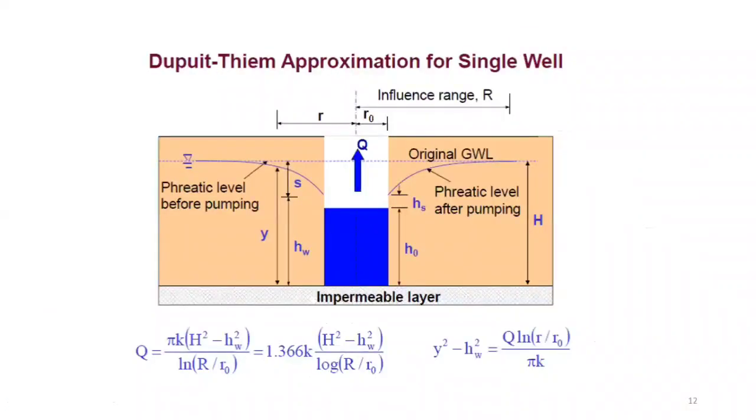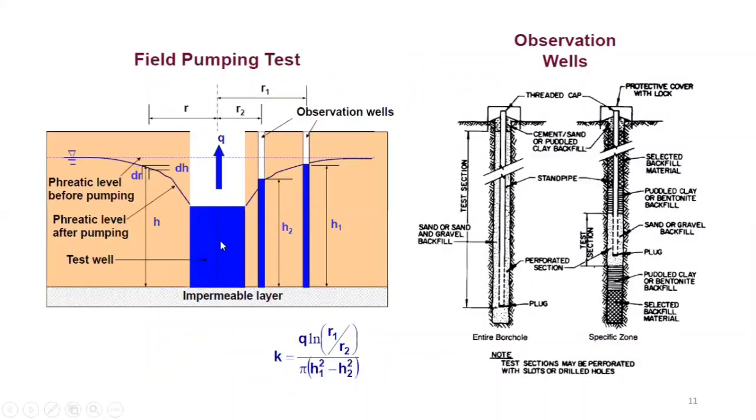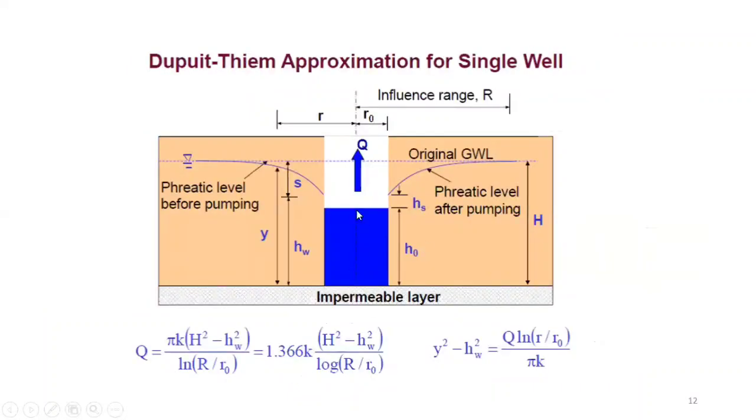This is another formulation, given by the Dupuit-Thiem approximation for a single well. Again, it's a pumping test where you are pumping water from the well, but in this case you don't have observation wells. Like in the earlier case, you need at least two observation wells so that you can make your calculations for K. In this case, you can make calculations even with one single well, which is the pumping well itself. Again, the situation I have shown is for an unconfined aquifer.